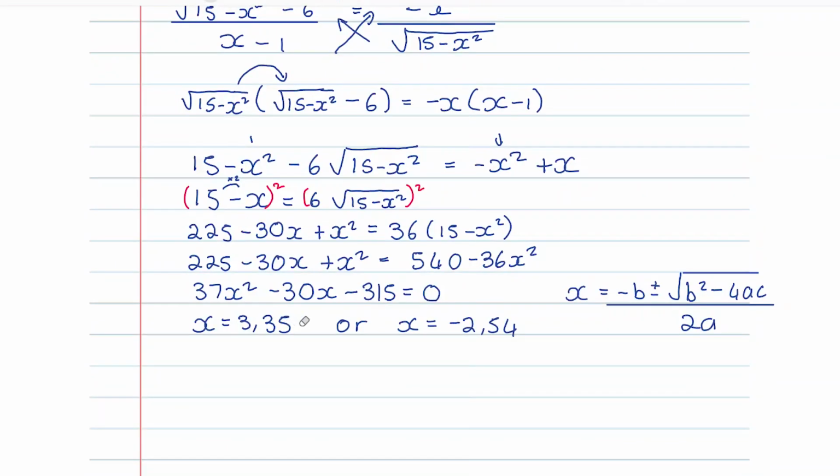Now be very careful. The question originally said correct to 1 decimal place. So this answer is actually 3,3. We have to round off. So that's not 3,35.